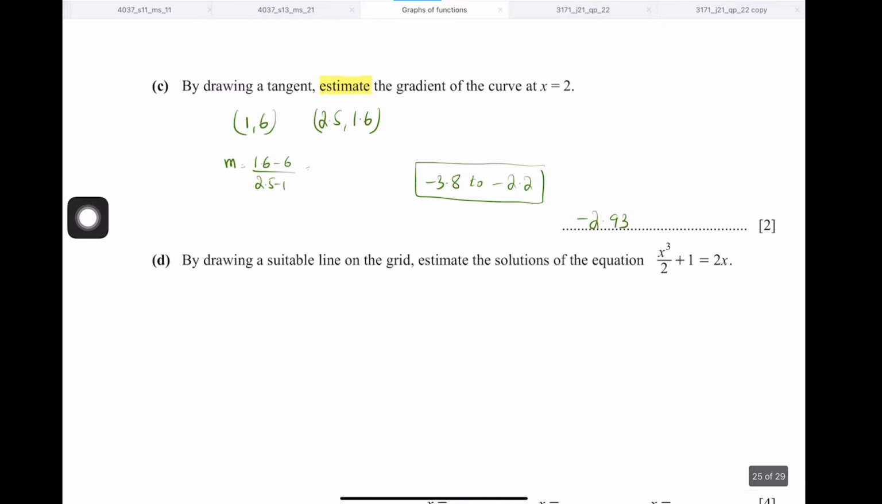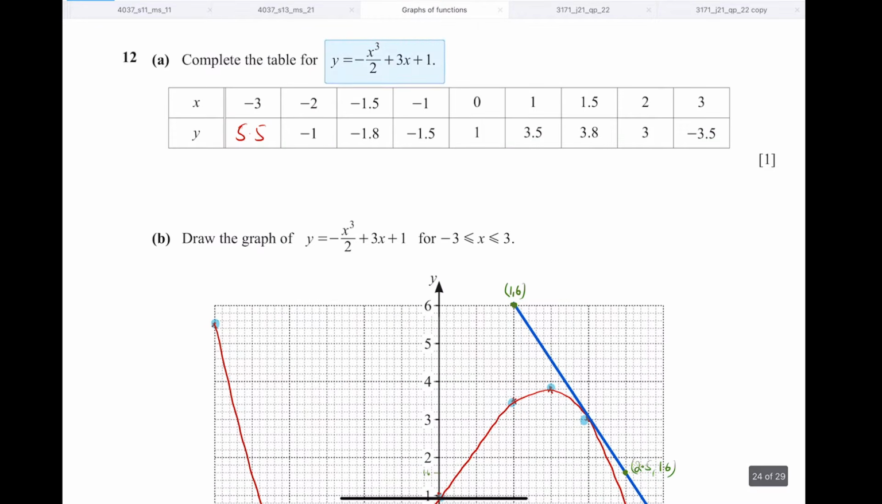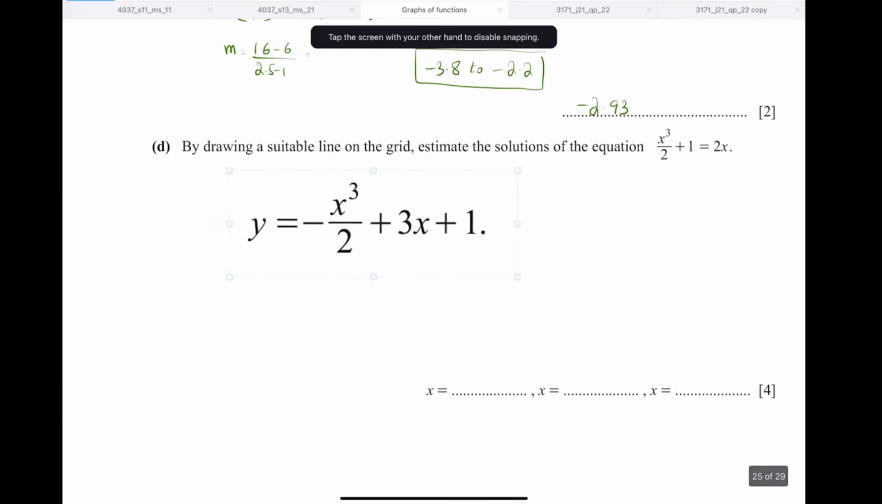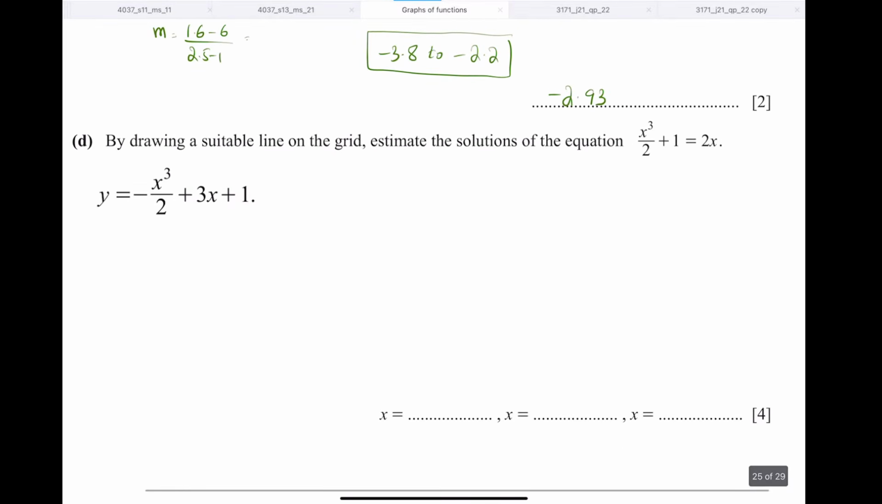All right. Now here's part D, which again is the same concept that we were tested on earlier. You have to draw a suitable straight line, and then with the help of that, you need to estimate the solutions of this equation. Like I said earlier, there's pretty much a standard way of solving this. So what do we need to do?